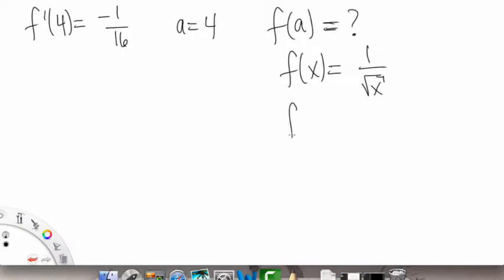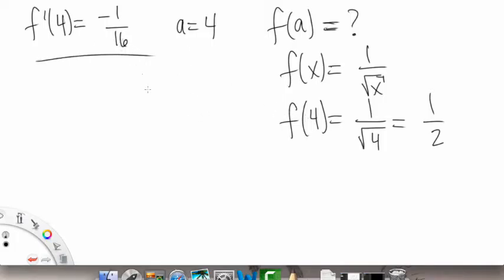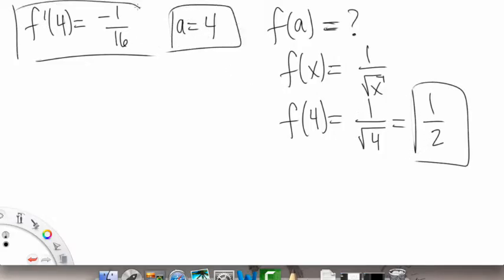So if we plug in our 4, f of 4 is equal to 1 over the square root of 4. So that's just going to be a 1/2, right? A positive 1/2. So this is our f of 4. Our x value was 4, and we have our slope as well. So we're going to plug this in for y, this in for x, and this in for the slope. Okay, so we can put it all together.